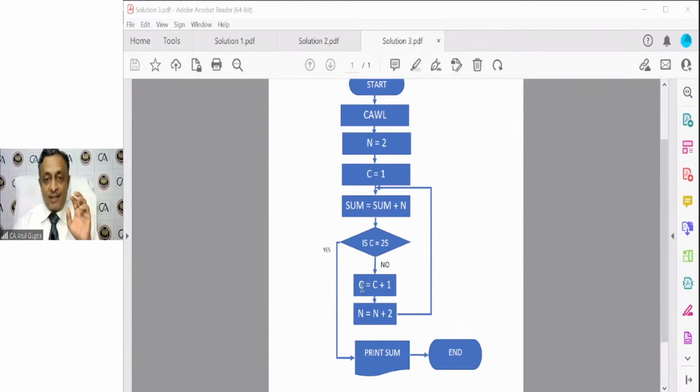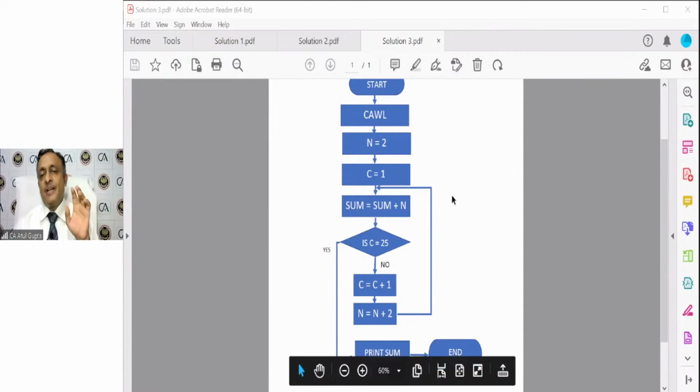Now, C is 2, n is 4, it goes up, adding sum and n. As this step was done, the value of sum was 2, the value of n is 4, so the result is 6. So it goes like this: adds first 25 numbers, checks the count, and then prints. I will do it practically for understanding.